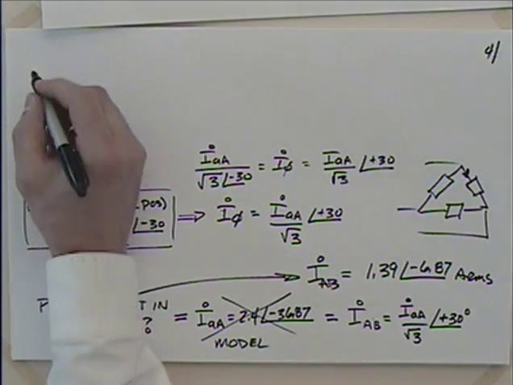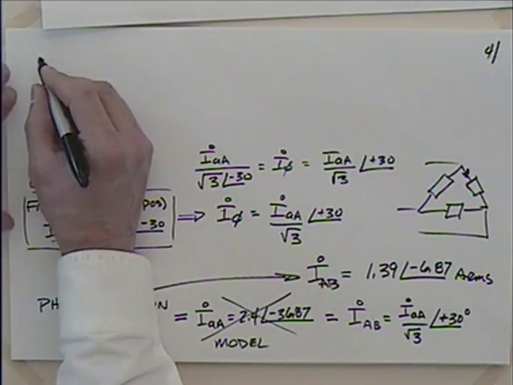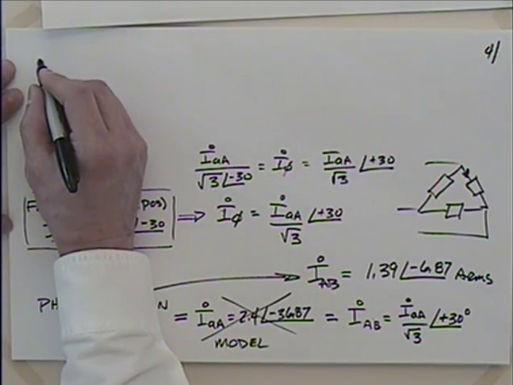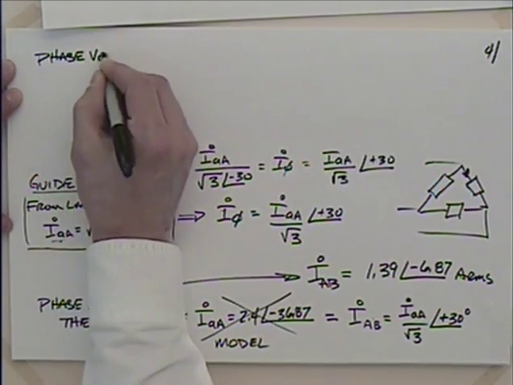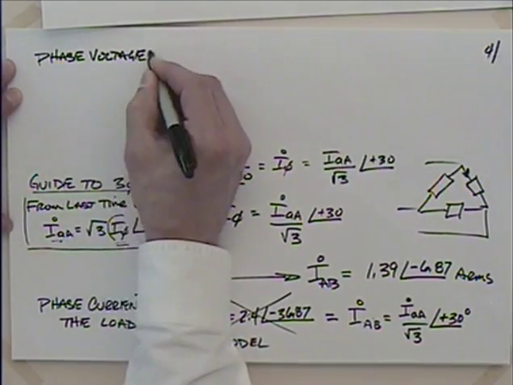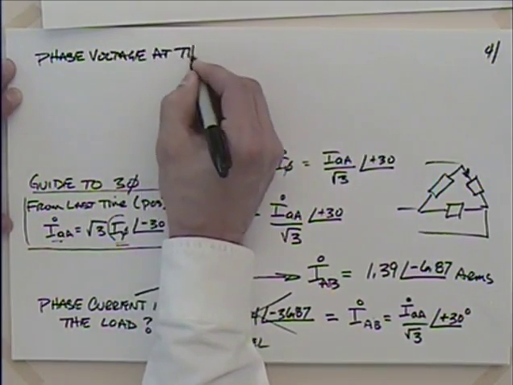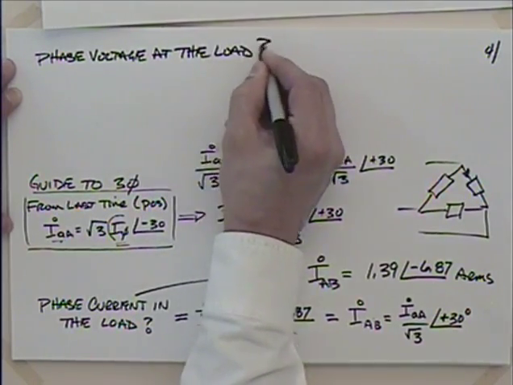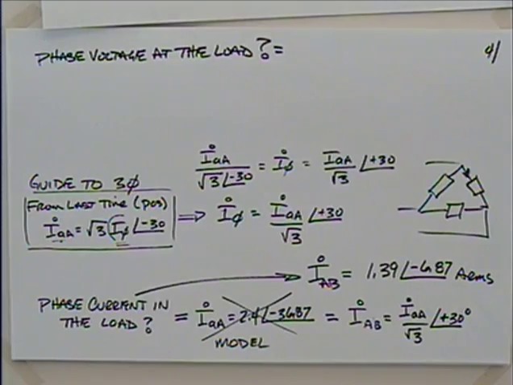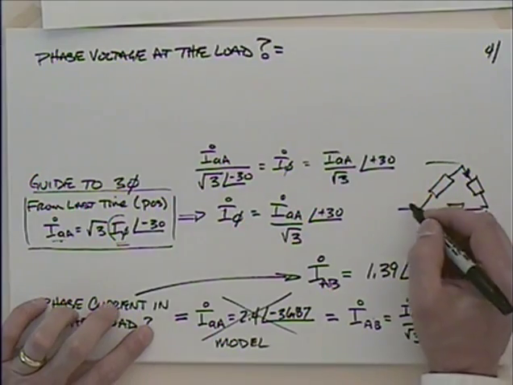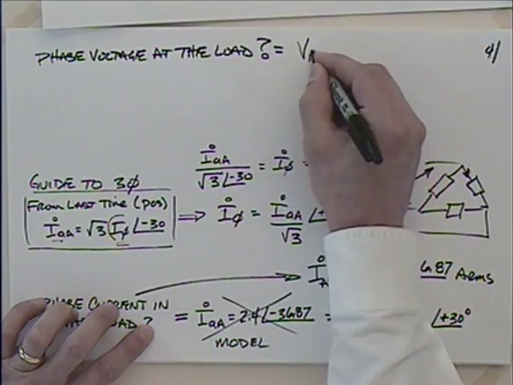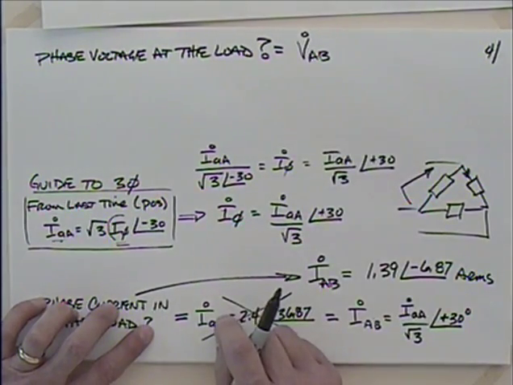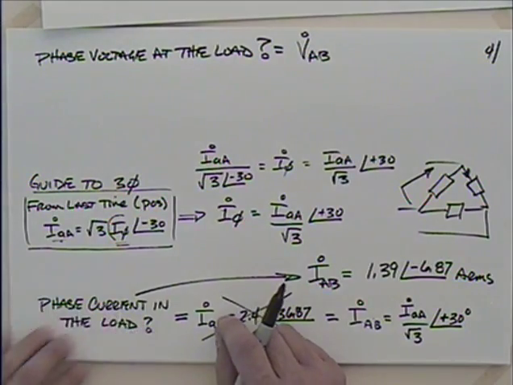So what if we ask the question, what's the phase voltage at the load? So where's that going to be? Well, normally we think of the phase voltage as line to neutral, but in this delta, isn't that the phase voltage? So we're really going to have to calculate what? VAB? Because if we wanted it to load.